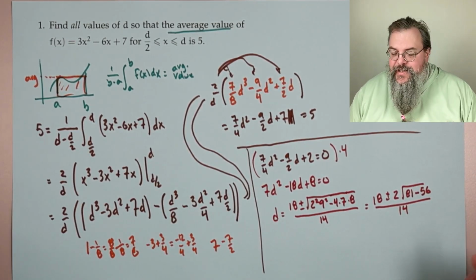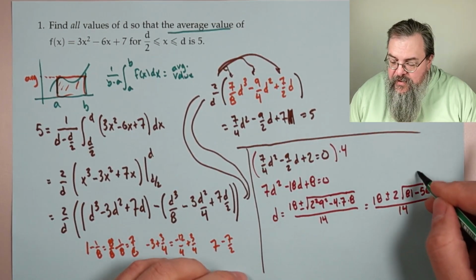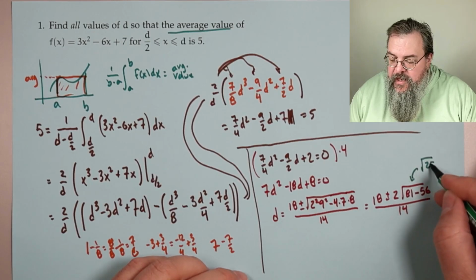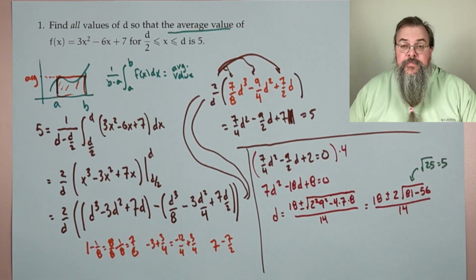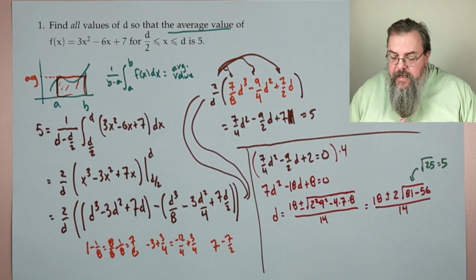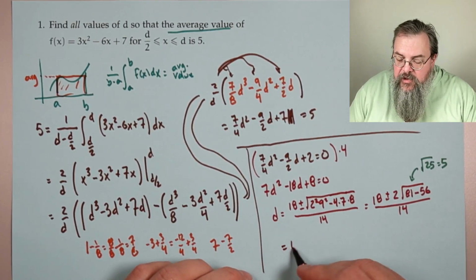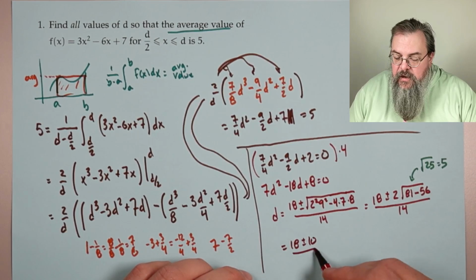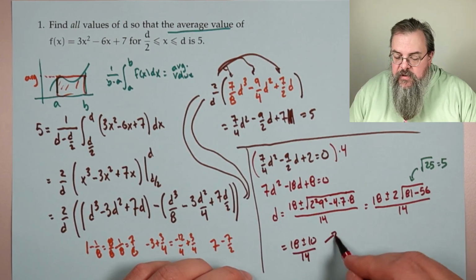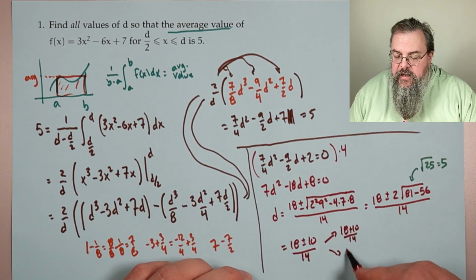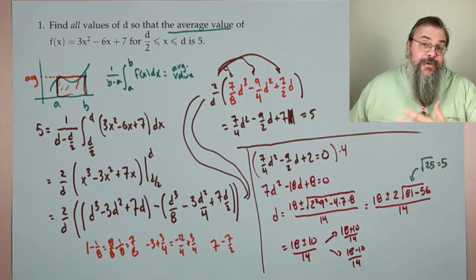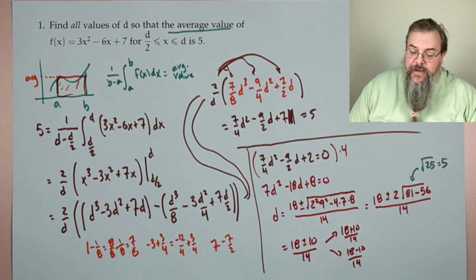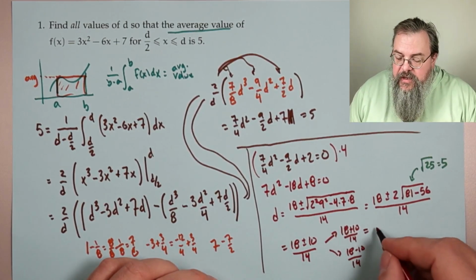All right, so we'll make some notes here. The square root of 25 equals 5. So what we really have here is 18 plus or minus 2 times 5, which is 10, all over 14, which leads to two possibilities: 18 plus 10 over 14, and 18 minus 10 over 14. Now, 18 plus 10 is 28. 28 divided by 14 is 2.